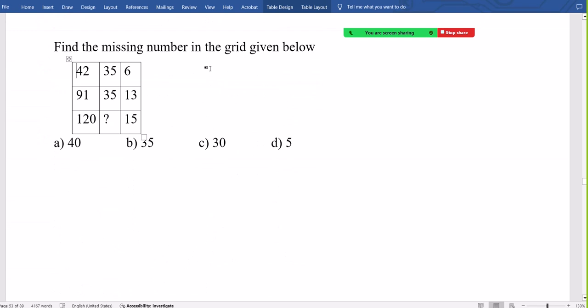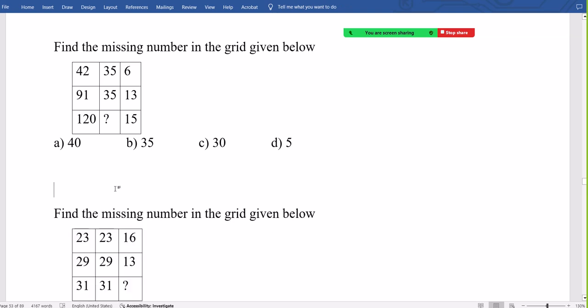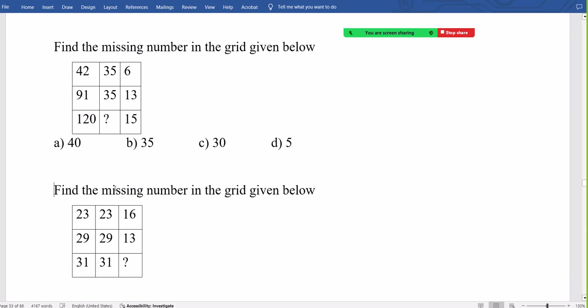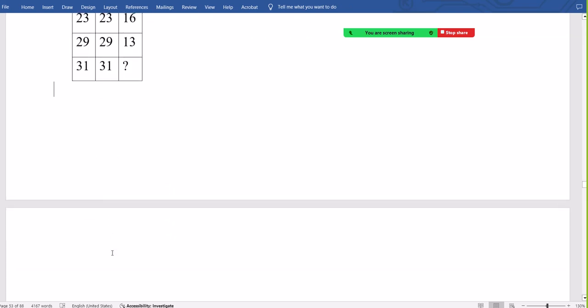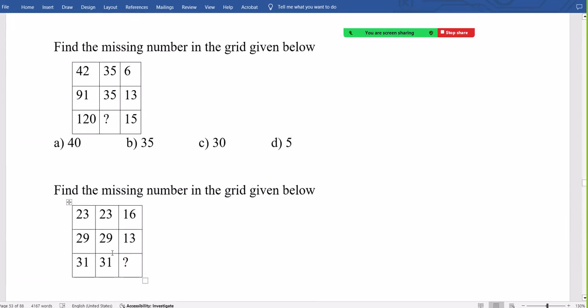42, 35, 6, 91, 35, 13, 120, unknown, 15. What's the logic for this question? 42, 35 and 6; 91, 35 and 13; 120, question mark, 15.